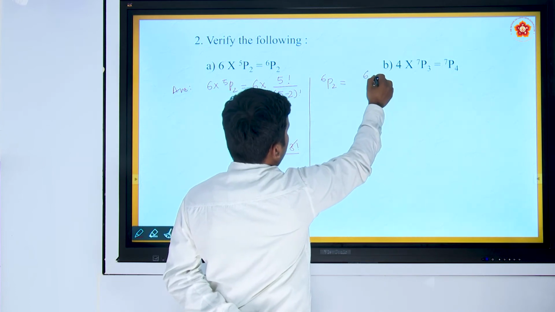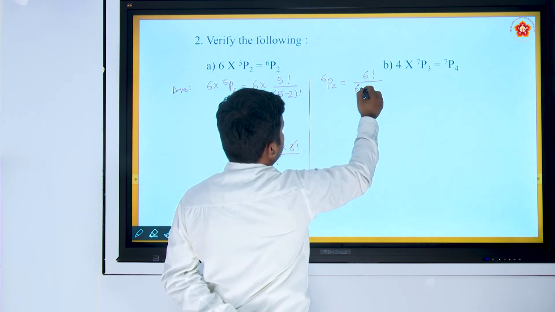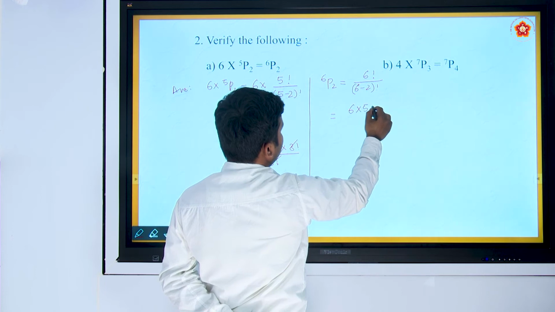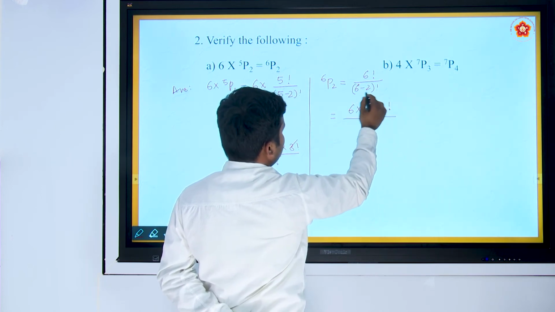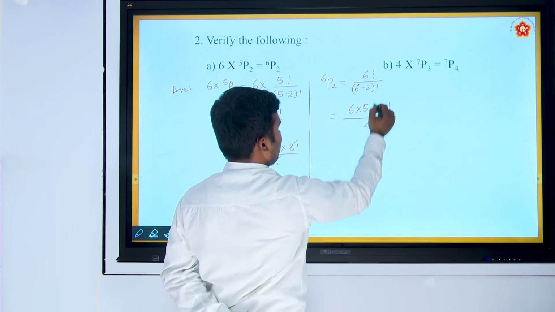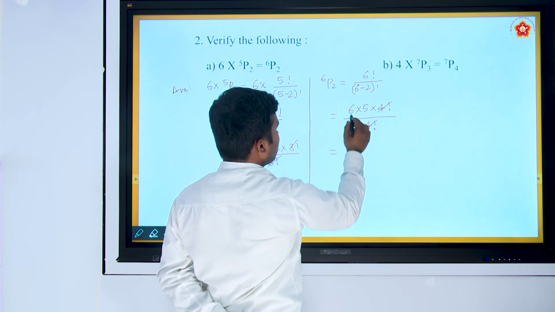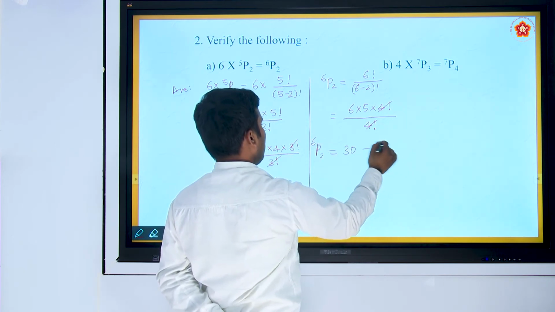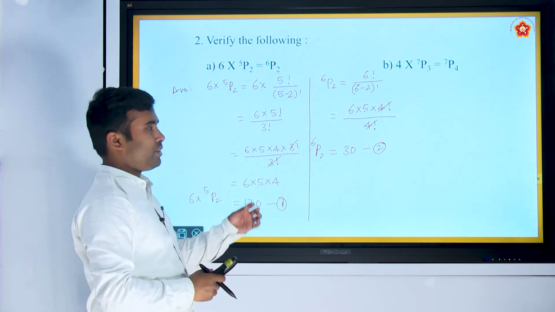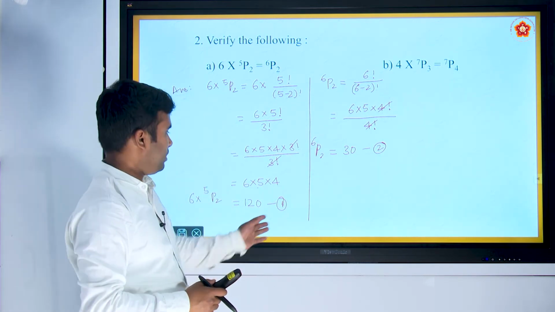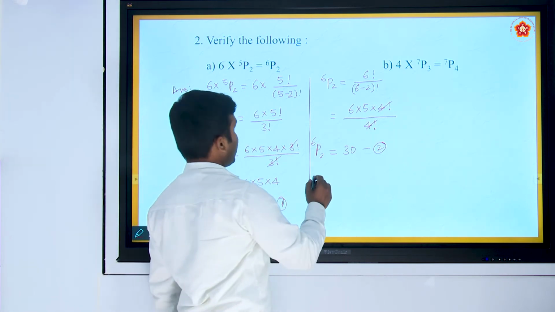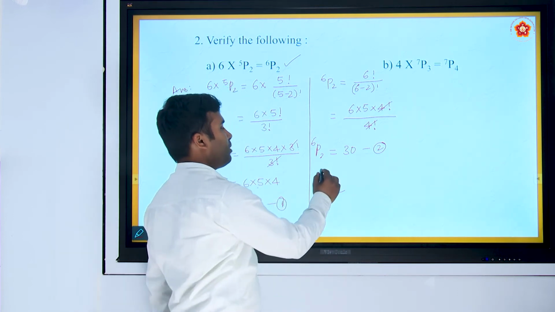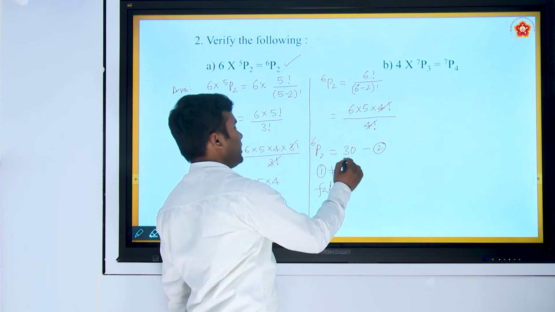6P2 is 6 factorial divided by (6 minus 2) factorial. So 6 factorial can be written as 6 into 5 into 4 factorial divided by 4 factorial, since 6 minus 2 is 4. This and this will get cancelled. 6 fives are 30. That is, 6P2 is equal to 30. We call it equation 2. You can look at equation 1 and 2. Both are not equal. Then we can say this statement is false, since equation 1 is not equal to equation 2.